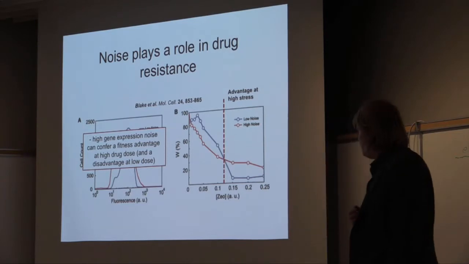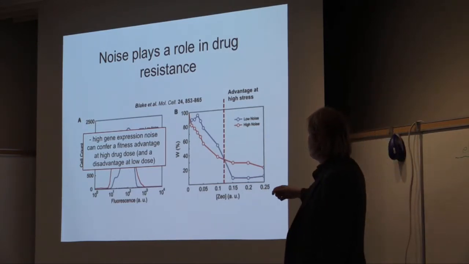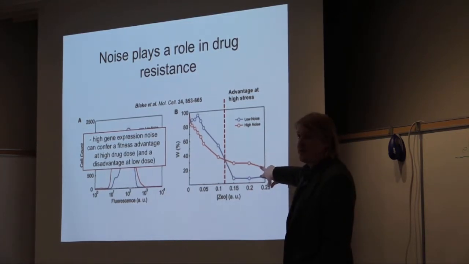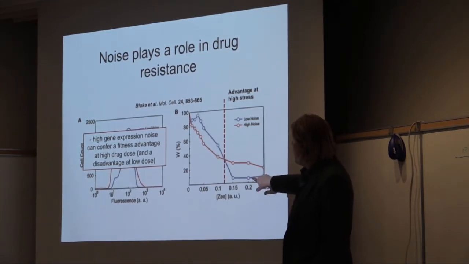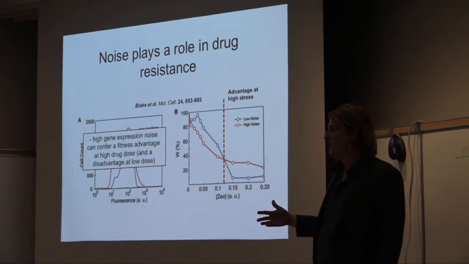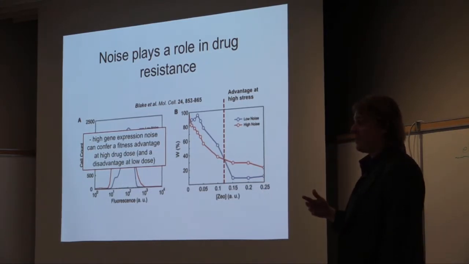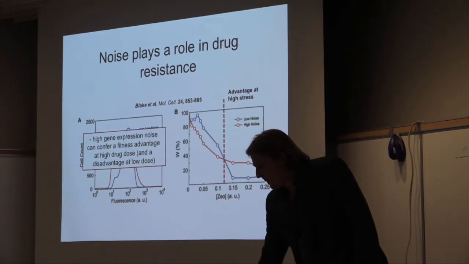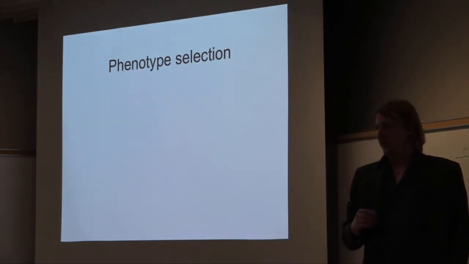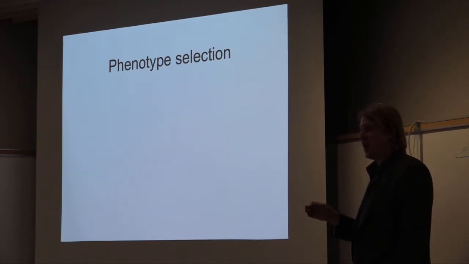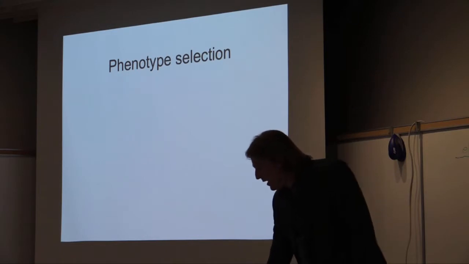If you look at the high drug concentration, it's very clear that the high noise strain has a significant fitness advantage compared to the low noise strain. And the opposite happens at low drug dose, where now the low noise mutant has a fitness advantage compared to the high noise mutant. This is basically because you have phenotype selection taking place within this system. I say basically because it's not the whole story, but it's the start of the story.